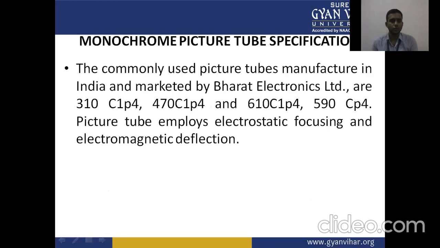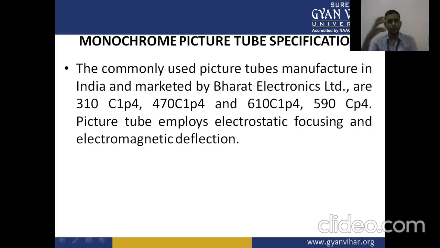The monochrome picture tube specifications: the commonly used picture tubes manufactured in India and marketed by Bharat Electronics Limited are 310 C1P4, 470 C1P4, 6110 C1P4, and 590 CP4 picture tubes. They employ electrostatic focusing and electromagnetic deflection systems. So all picture tubes are based on the principle of electrostatic focusing and electromagnetic deflection.